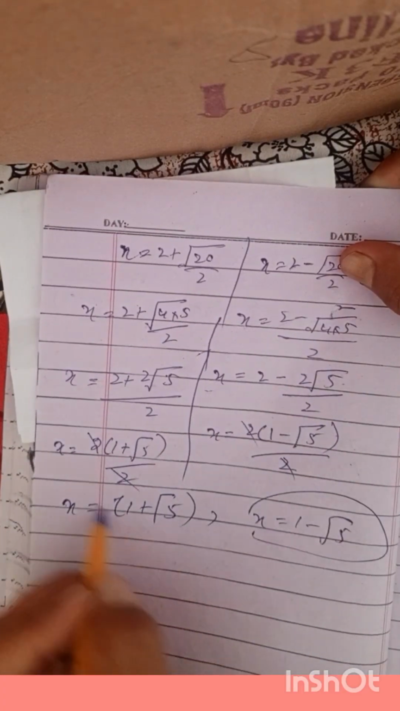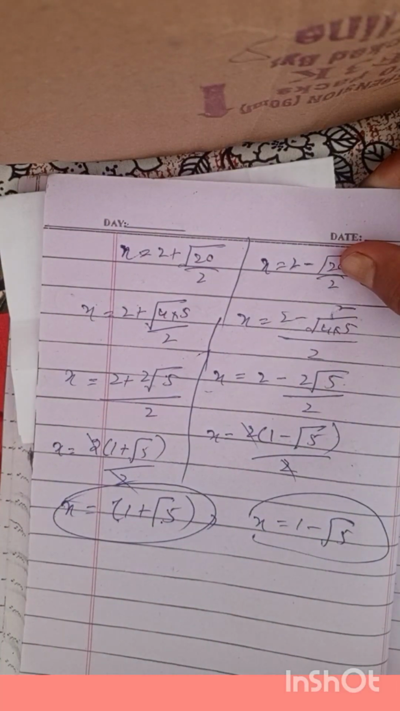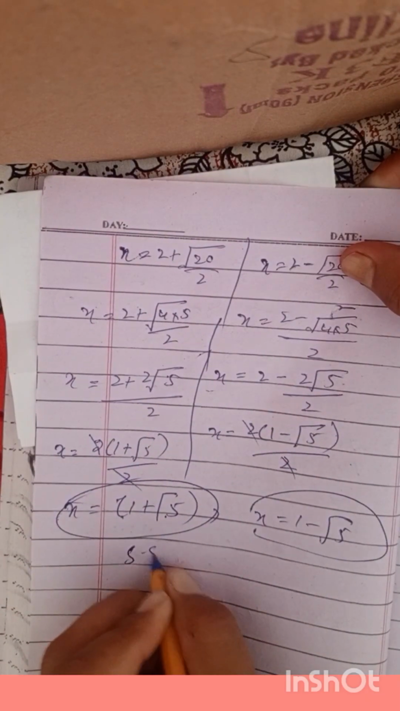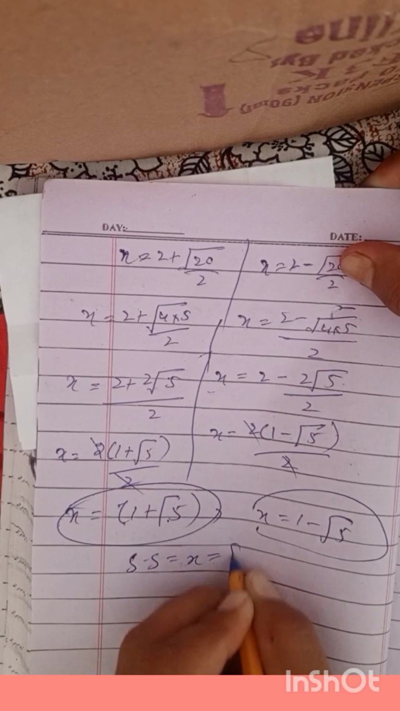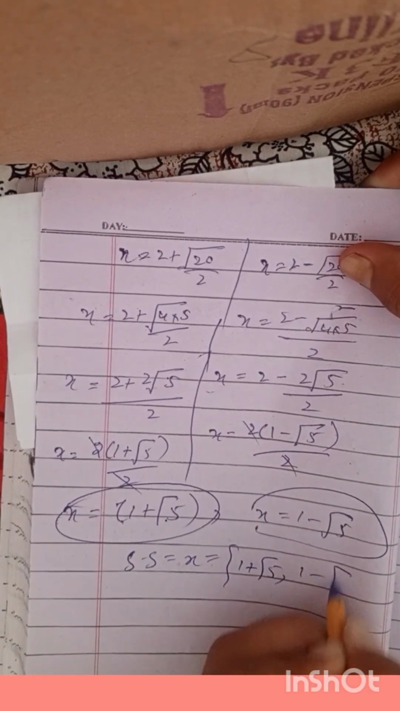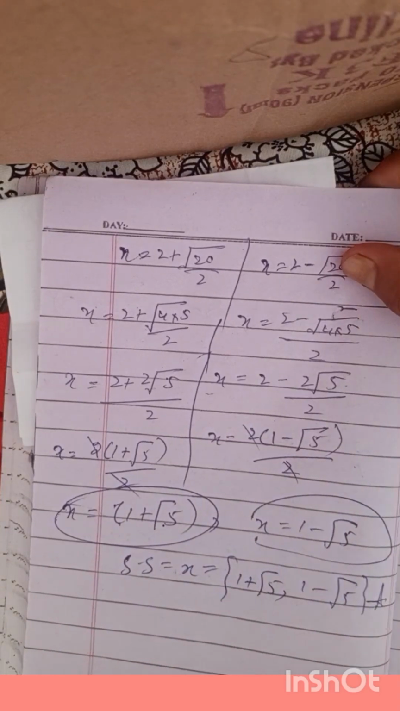So we have two solutions for x. One is 1 plus under root 5, and the other is 1 minus under root 5. So the solution set of x values is 1 plus under root 5 and 1 minus under root 5. This is our answer.